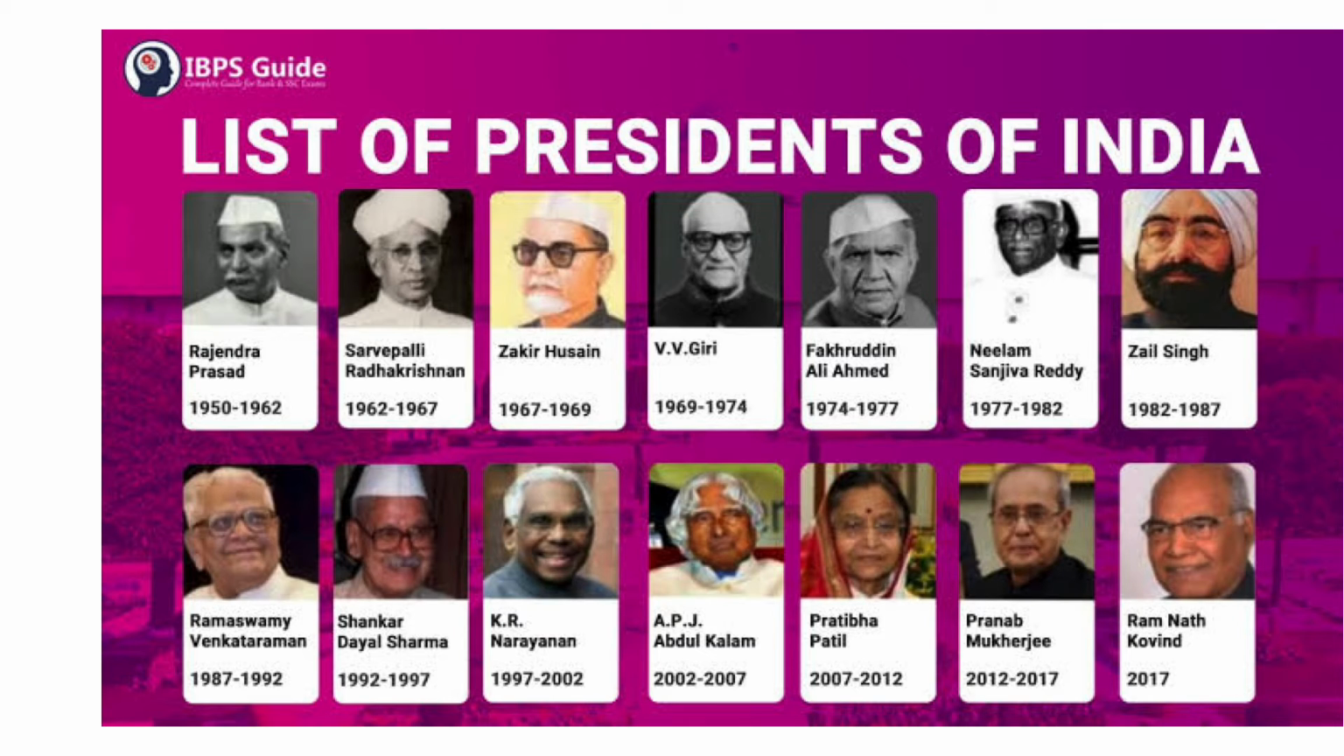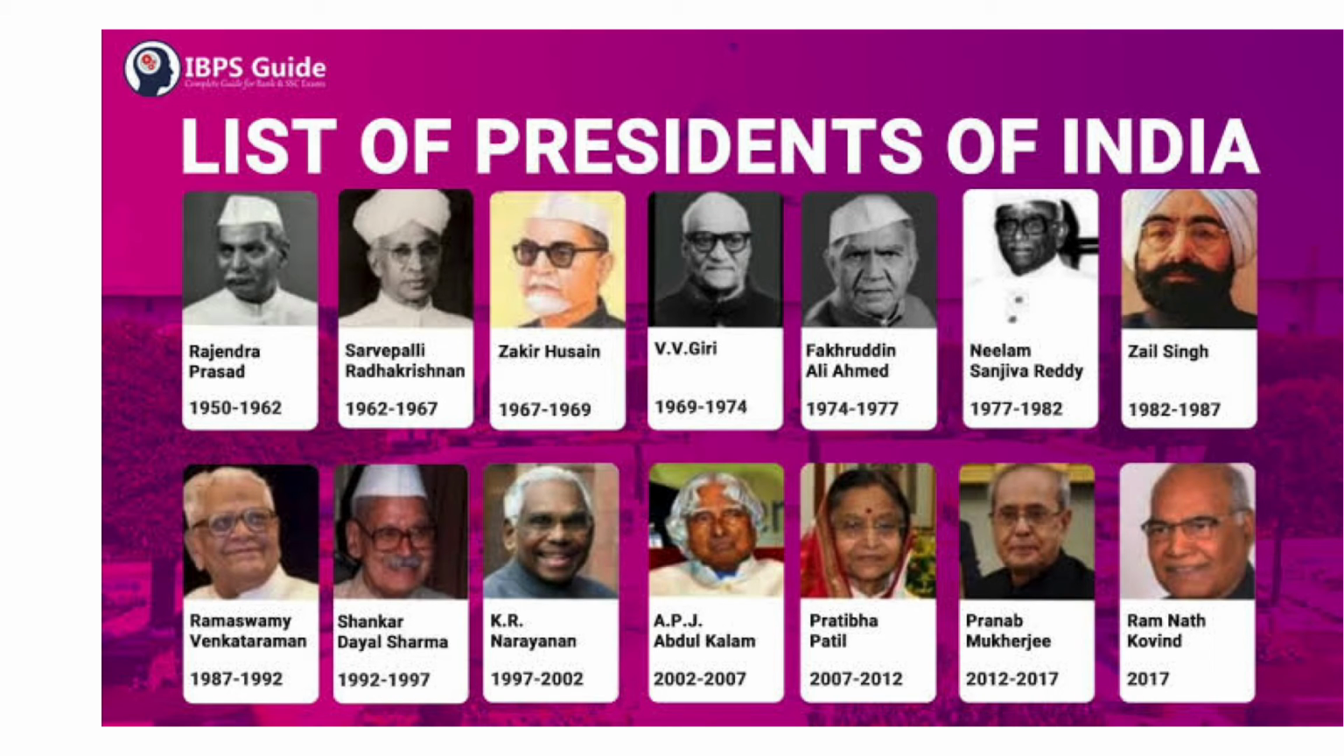Zail Singh was the President from 1982 to 1987. Ramaswamy Venkataraman was the President from 1987 to 1992. Shankar Dayal Sharma was the President from 1992 to 1997. K.R. Narayanan was a president from 1997 to 2002. Then APJ Abdul Kalam was a president of India from 2002 to 2007.